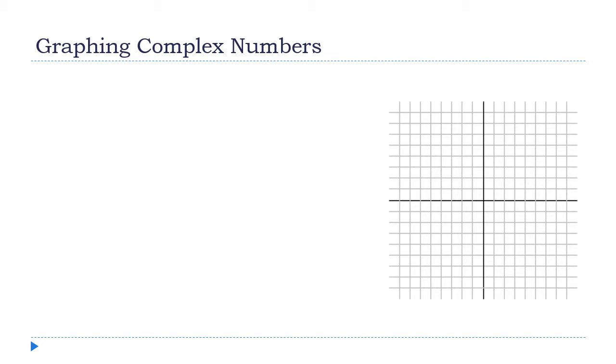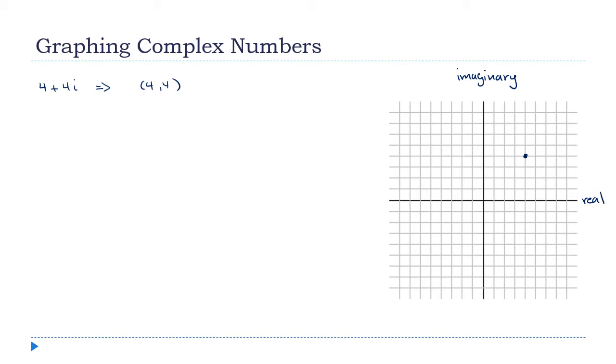And the way we do that, and let's do this with an example. If I take the number 4 plus 4i, I would graph this at the point 4 comma 4. Right, so I'd go over 4 and up 4, and I would get this point here. So what we're doing is we're letting the x-axis be what's called the real axis, and we're letting the y-axis be what's called the imaginary axis, and we get this point.